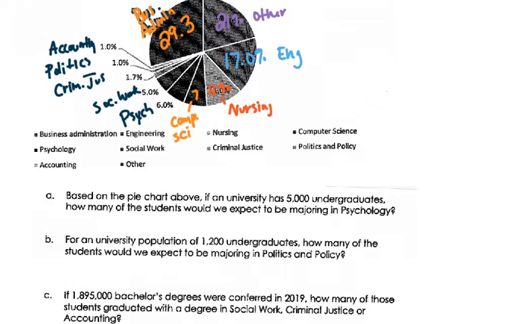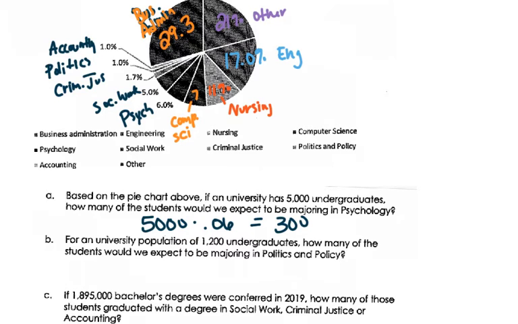If it's not, everything's labeled, so you're good. So based on the pie chart above, if a university has 5,000 undergraduates, how many would you expect to be majoring in psychology? Psychology is 6%, so we're going to multiply by 0.06, and we get 300.